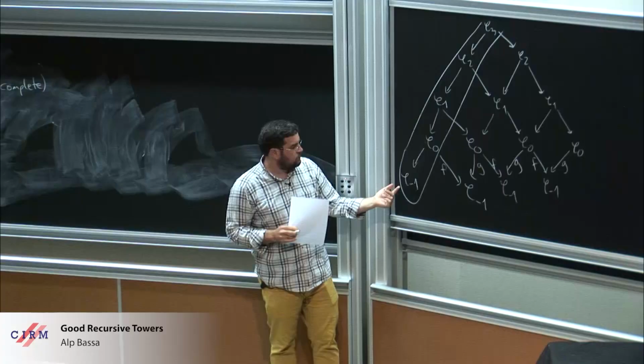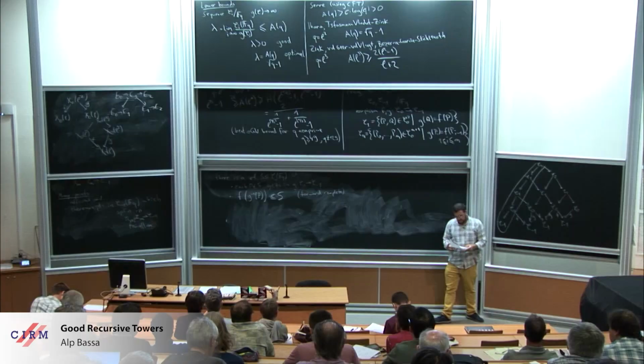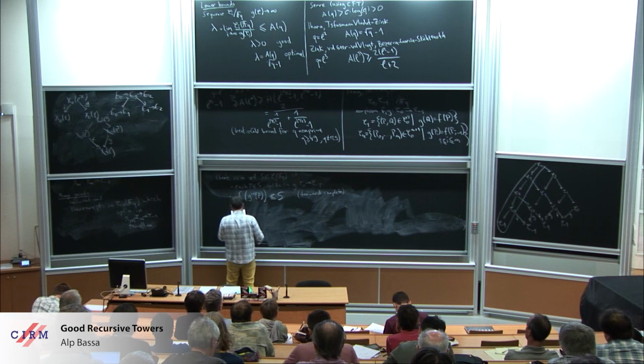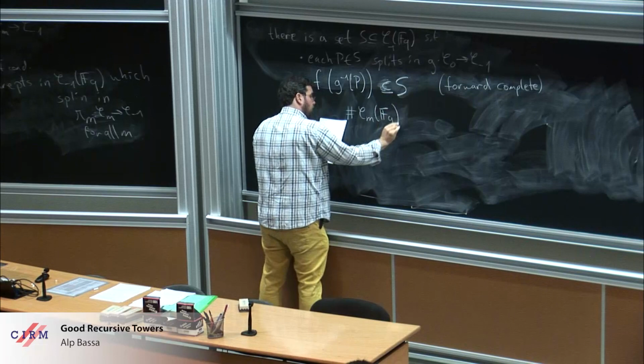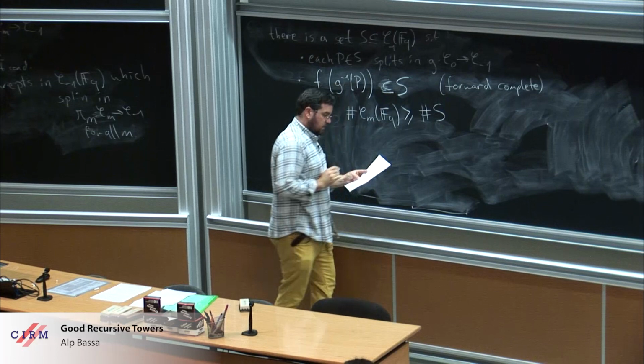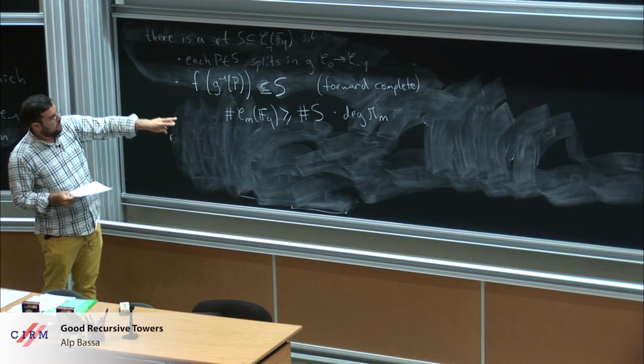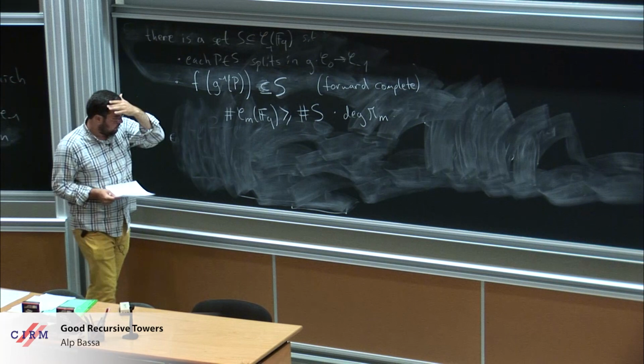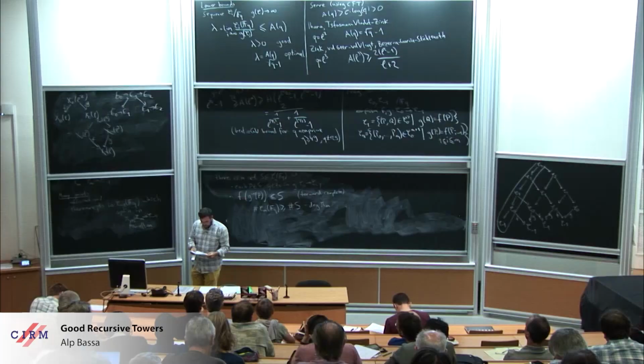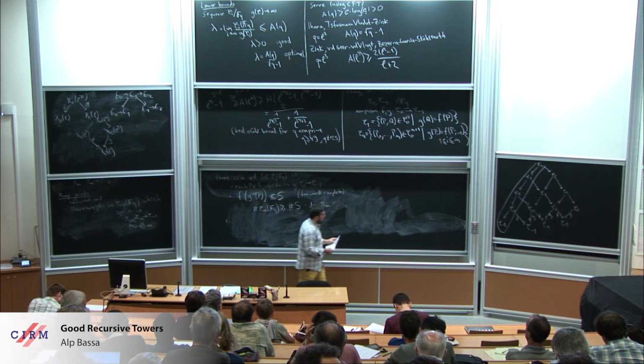This would ensure that any point in S would split in the whole tower, for all maps pi_m. In particular, the number of rational points of the curve at level m will be lower bounded by the cardinality of S, the number of points that split, times the degree of the map pi_m. So if you have such an S, you have ensured that the number of rational points grows linearly in the degree of the corresponding maps. Okay, so that's one way to obtain many points.